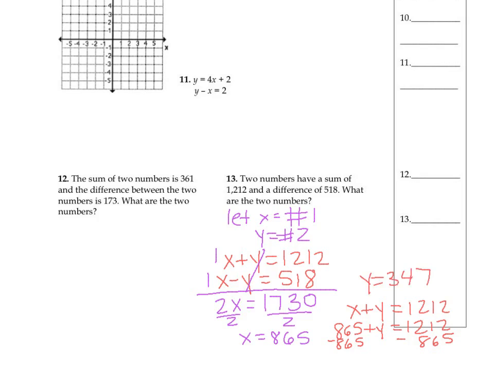So our solution is 865, 347. Because the first number is 865 and the second number is 347.